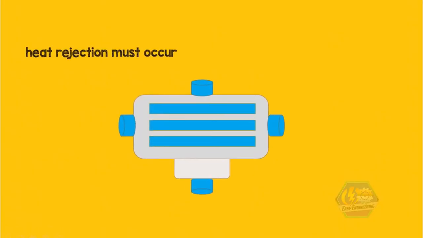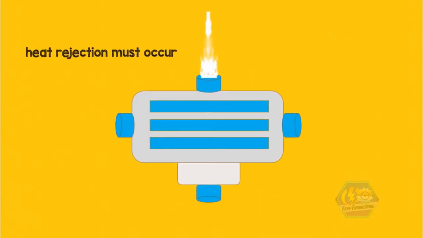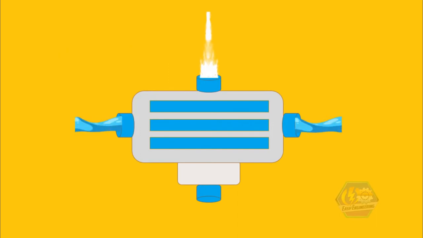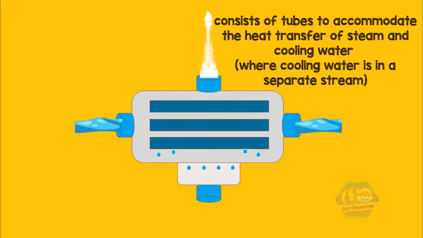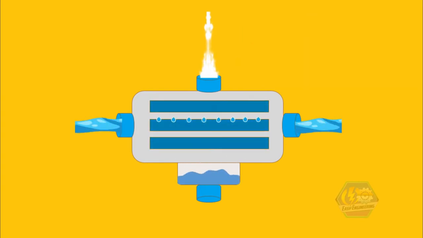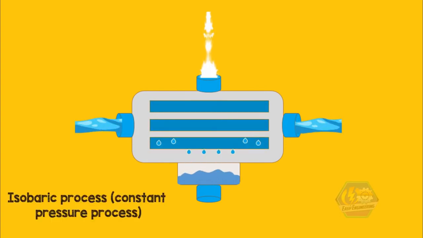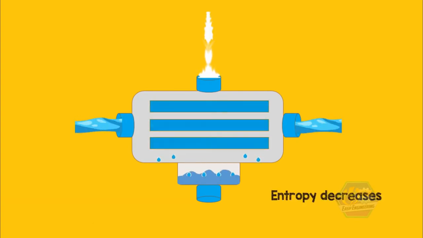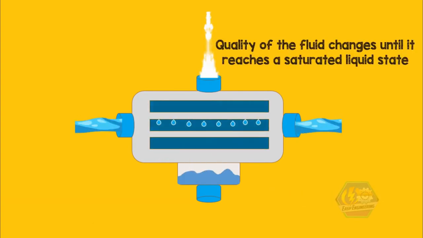In order to condense the steam, a heat rejection must occur. Most power plants utilize seawater as a cooling medium to cool down and condense the steam. The condenser consists of tubes to accommodate the heat transfer between steam and cooling water, where the cooling water is in a separate stream. This is heat exchange equipment, so we assume that this is an isobaric process, or constant pressure process. The entropy decreases, and the quality of the fluid changes until it reaches a saturated liquid state, so from steam to liquid.